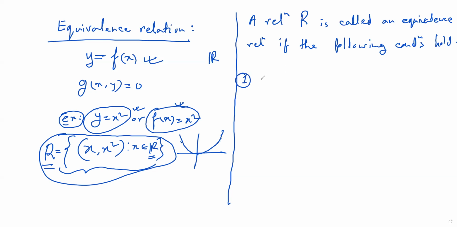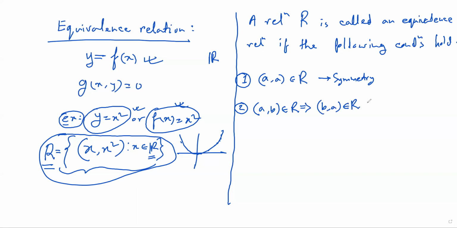Number one, A comma A belongs to the relation. This is called symmetry, and you can understand why. Number two, A comma B belongs to R should imply B comma A also belongs to R, and this is called reflexivity. I think I mixed up. The first one is reflexivity. The second one is symmetry. And the reason behind the name should be self-explanatory.